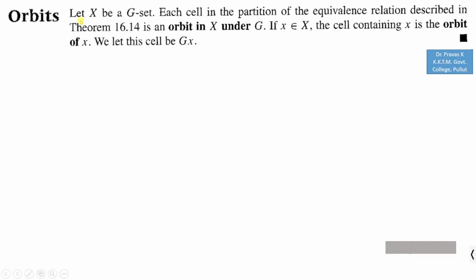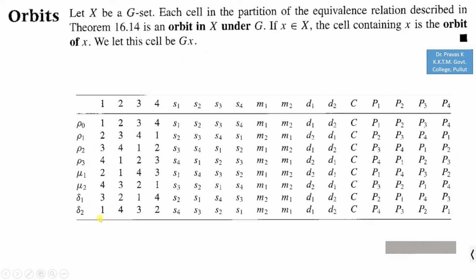Now orbits are precisely the equivalence classes defined by the equivalence relation in the previous slide. So it is called the orbit in X under G. Now remember that if the orbit contains an element small x, we denote it with Gx.